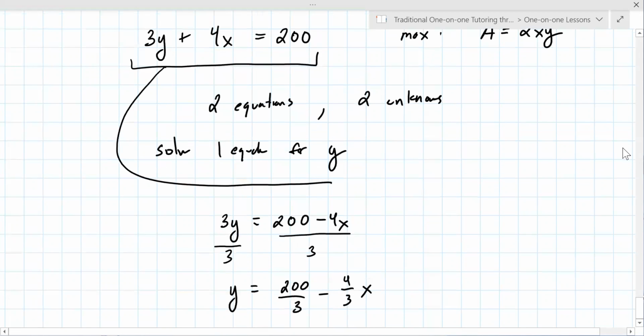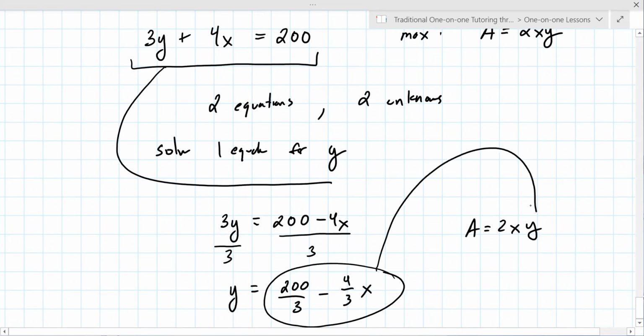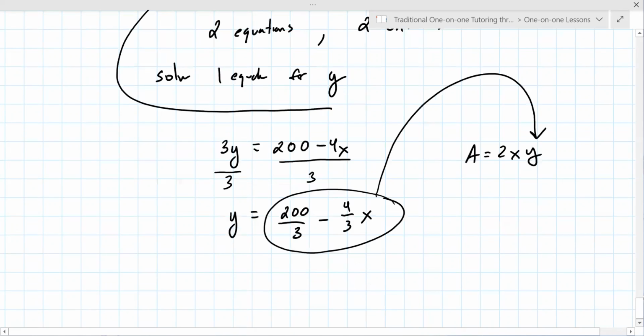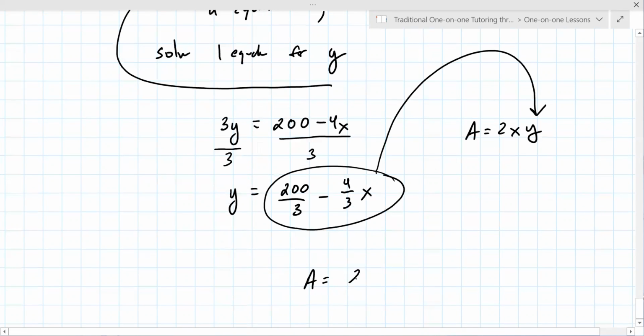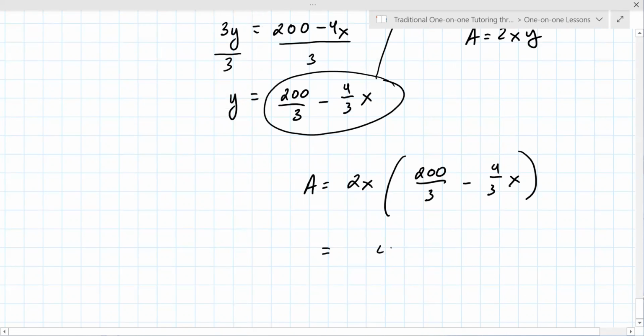And if we bring down the area function, area is 2xy, you're going to take all of this and substitute it in for y. So your area equals 2x times 200 over 3 minus 4/3 x. So that's 400x divided by 3 minus 8/3 x squared. And of course, x squared and x, they could go in the numerator if you want.